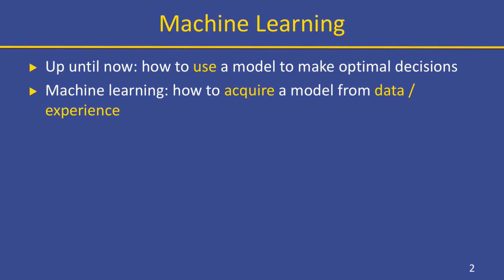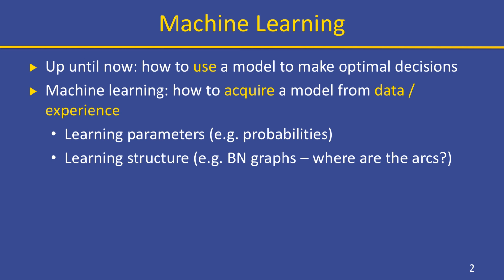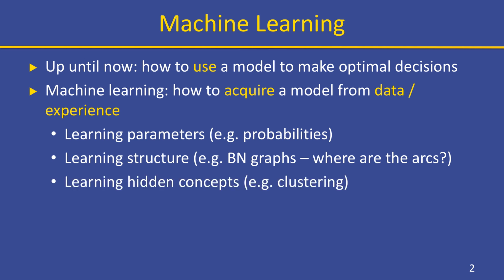We're going to learn our model from the data we have, or in some cases from experiences that our agent initiates. And there are different kinds of machine learning because we can learn different things from this data. We can learn the parameters of the data. For example, if we have a Bayes net, how do we figure out the probabilities associated with it? We can also learn the structure of the Bayes net. Where are the arcs? Where are the dependencies? And finally, we can sometimes learn some hidden concepts from the data. We'll see this when we talk about clustering.